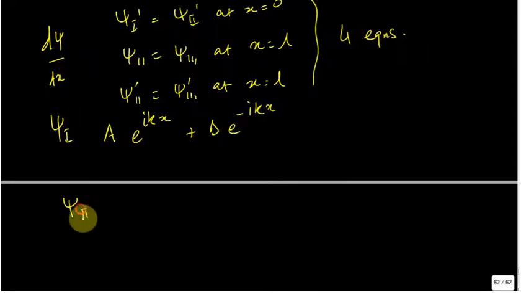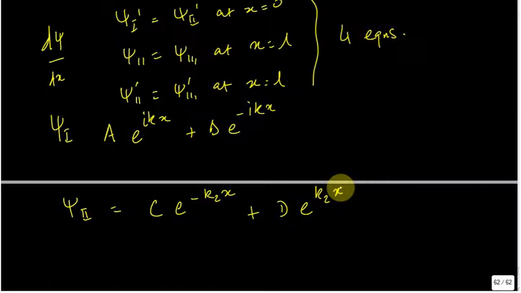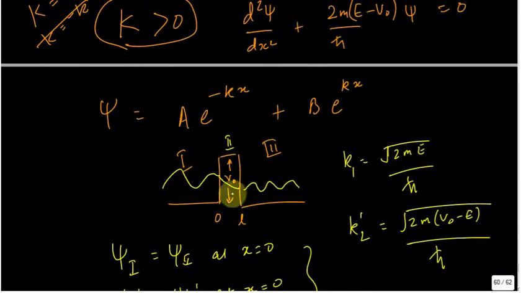Then I have psi 2, which is c e to the power minus k2x. But in general, I should also write d e to the power plus k2x, right? Because there is a finite probability that some of the wave would reflect back at this border at x equals L. Though whatever happens, it will come down to a large extent in the intensity when it comes back to x equals 0. But in general, I should consider that.